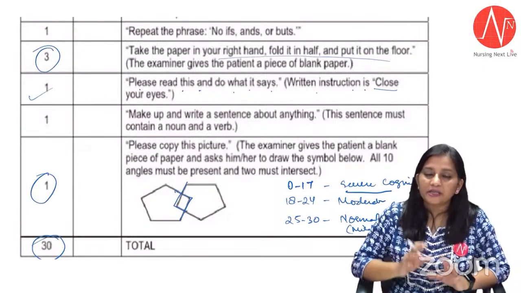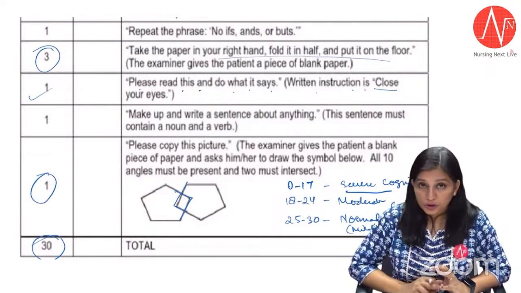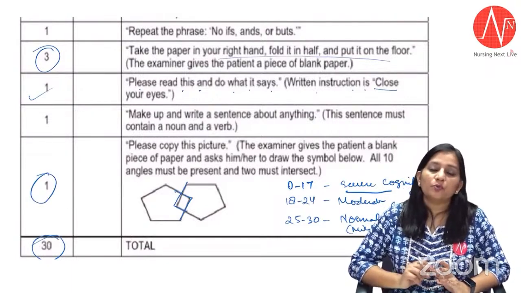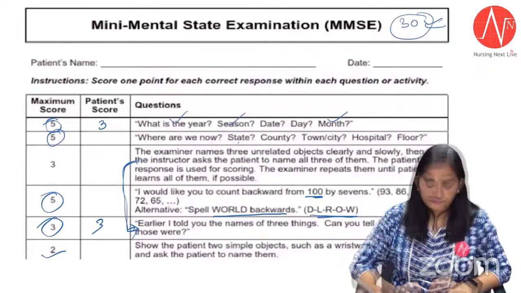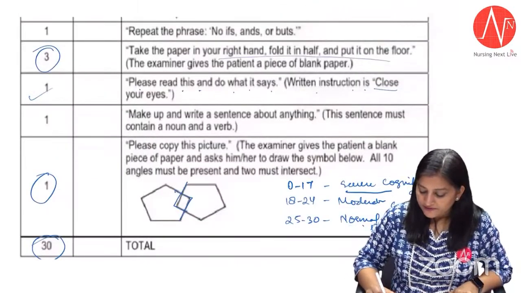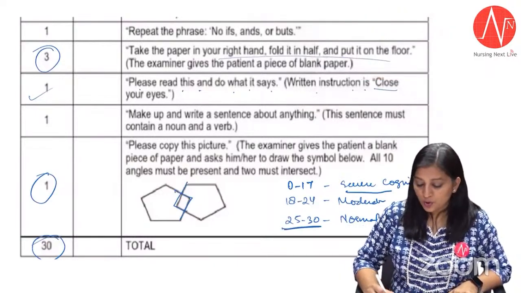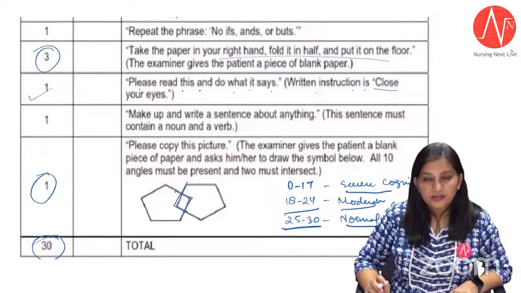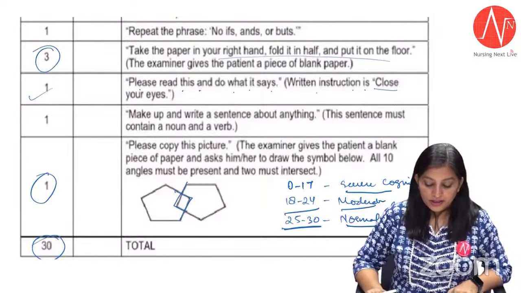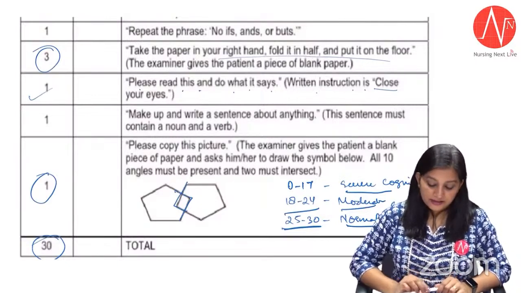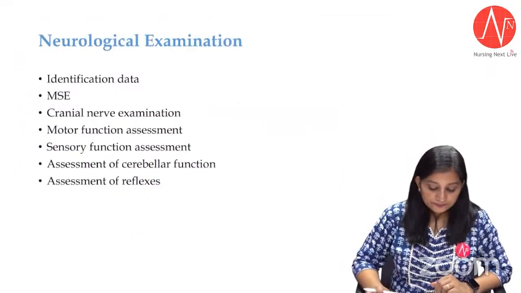It is particularly done for patients who have cognitive decline, any kind of neurological condition, or dementia, delirium, amnesia. So for those patients, this is done. Actually, 25 to 30 is the normal range. If the patient's score is from 25 to 30, it is normal. Then 18 to 24 is moderate, and less than 17 is severe cognitive decline. So this is all about the history collection, mental status examination, and mini mental status examination. I hope you understood this.